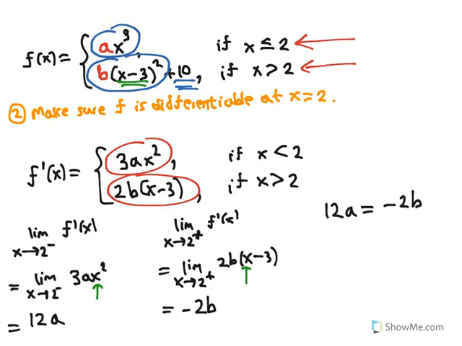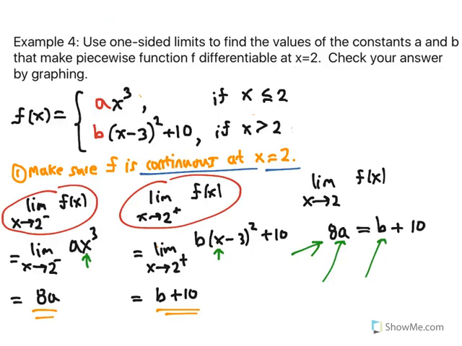Now you can simplify this a little bit by dividing both sides of the equation by negative 2, and that would isolate b on one side, and on the other side 12 divided by negative 2 is negative 6. So this is our second equation: b is equal to negative 6a. Our other equation is 8a is equal to b plus 10.